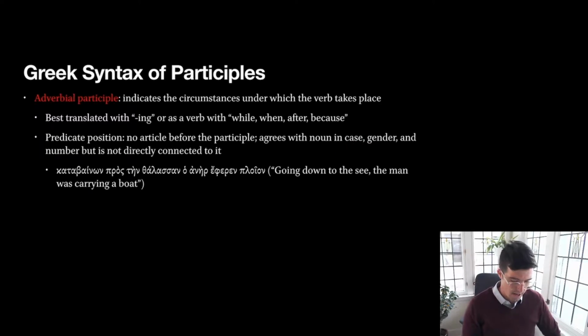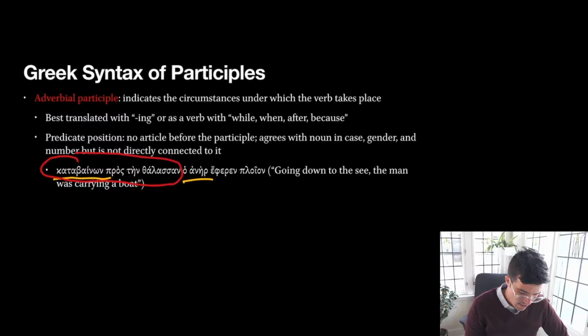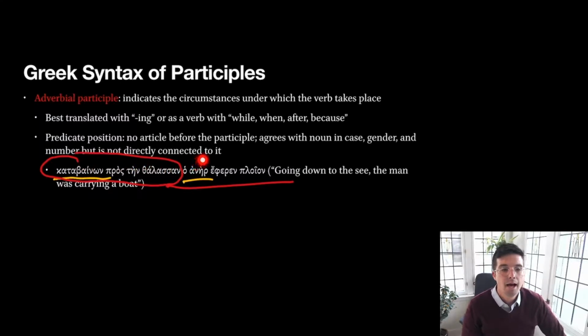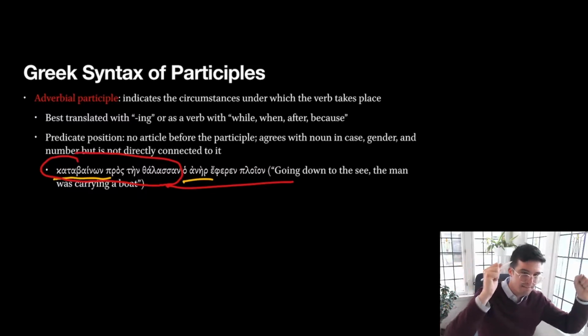So the example here, katabainon, is the participle, and it matches ho aner. You don't know this because you don't know this form yet, but this is a nominative masculine singular, and so is this. So this is telling us what the man is doing as he does this action. So this whole thing here is the participial phrase, and this whole thing here is going to be the indicative phrase. So this means, going down to the sea, the man was carrying a boat. So the carrying of the boat is happening as the man is walking down to the sea.